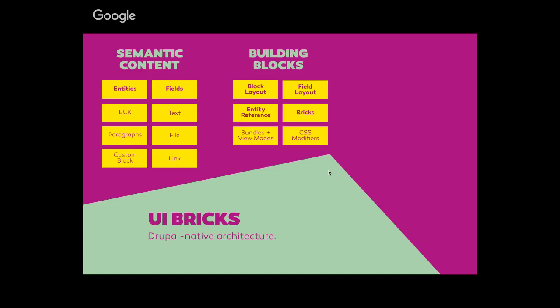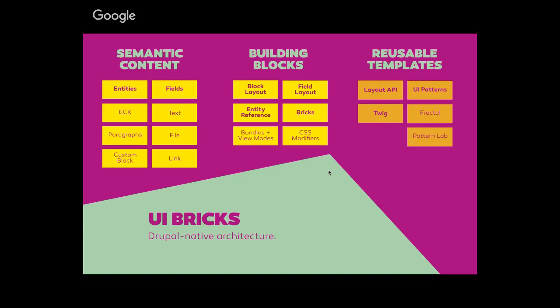We also have bundles and view modes, which give us the flexibility to output the same things differently. And we have these small CSS modifiers, which allow us to customize the output a little bit. So we have content, we have building blocks, and the only thing we need is the reusable templates. So at the bottom of the content and building blocks is the template stuff.